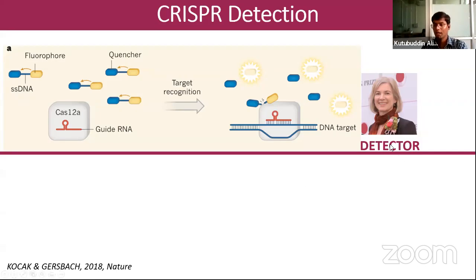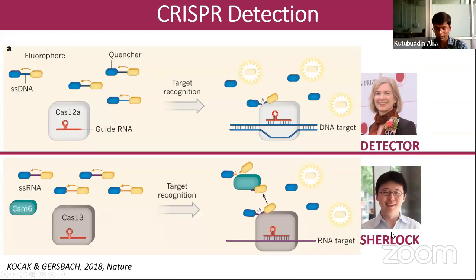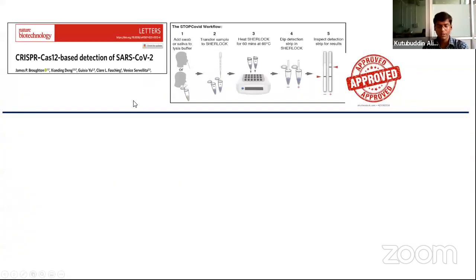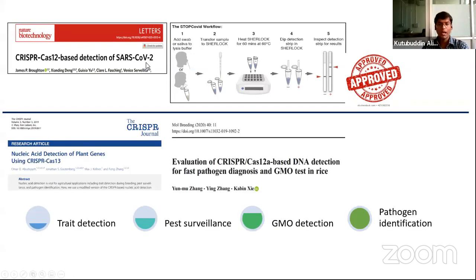You can read more. This is one from Jennifer Doudna, another from Feng Zhang. These two methods are very famous, DETECTR and SHERLOCK. And it is approved by the FDA for COVID-19 detection, CRISPR-Cas12 based detection of SARS-CoV-2. And now it is being used for plants, and these are two publications that recently came. It could be used for trait detection, pest surveillance, GMO detection, or also pathogen identification, in a very rapid manner and a cheap way.